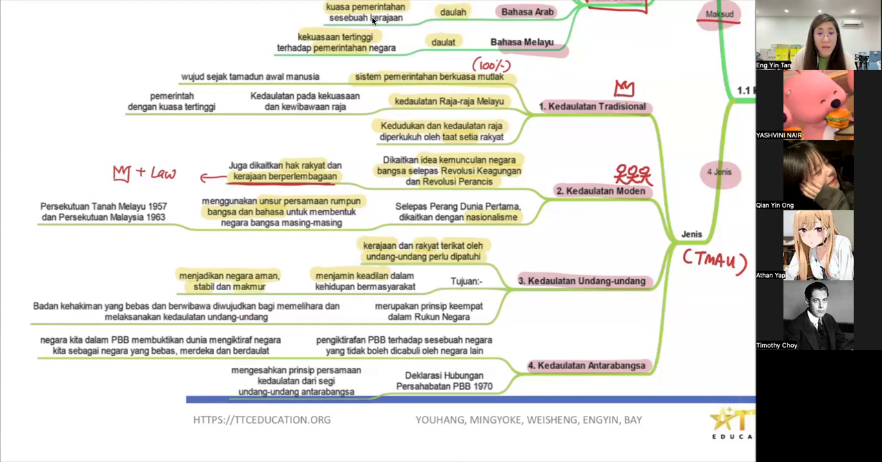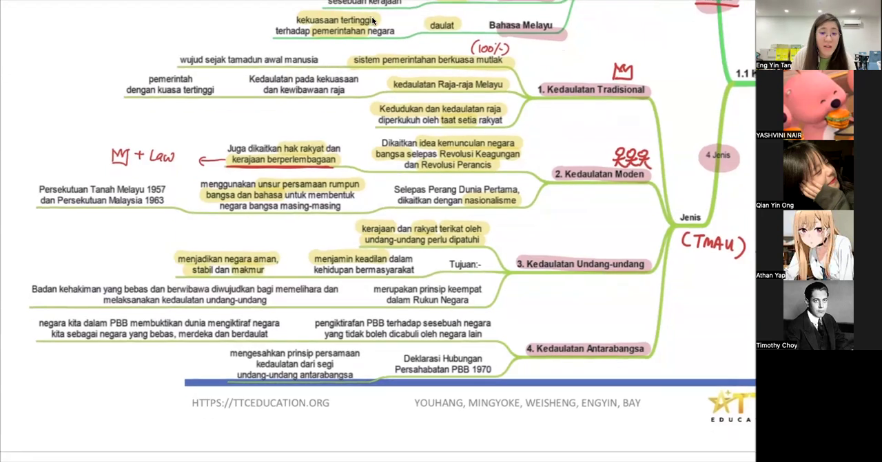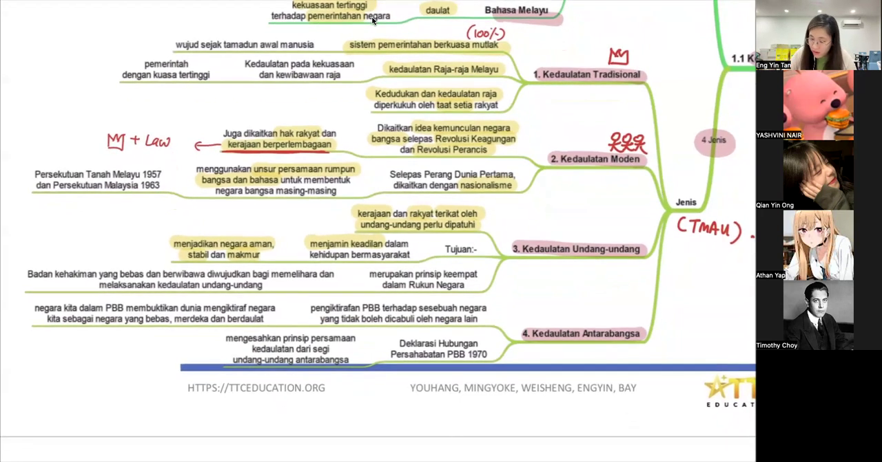Boleh faham? And the last one is kedaulatan antarabangsa lah. Imagine you have the power already, at the international level, right? We have the status, we have the power. So you see, we are recognized as a country yang tidak boleh dicabuli. Dicabuli means we are not being bullied. We are not being controlled by others. You get the idea? So internationally, we have the power over here. These are the types of kedaulatan. All clear?